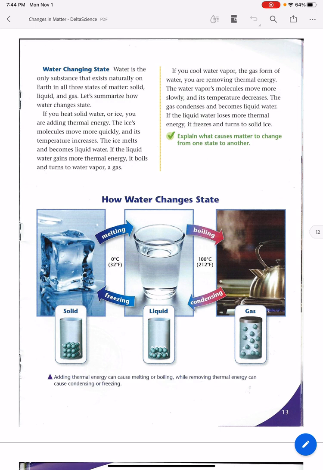Explain what causes matter to change from one state to another. How water changes state.